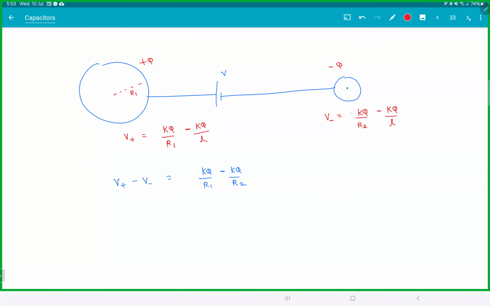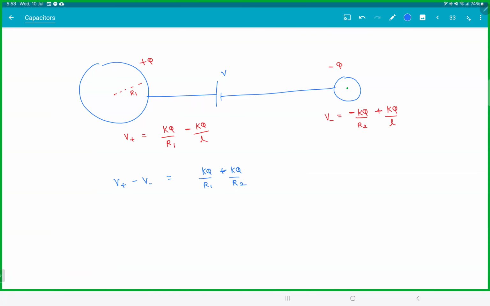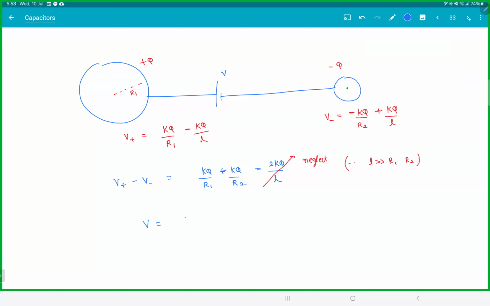I put a mistake here. This is a minus sign here, and this was a plus sign. Basically, you have to find the potential on this due to yourself and due to the other guy. Now, when I subtract them, this would be plus, and this would be minus 2KQ by L. We can neglect this since L is much, much greater than R1 and R2. So there we got the potential difference V.